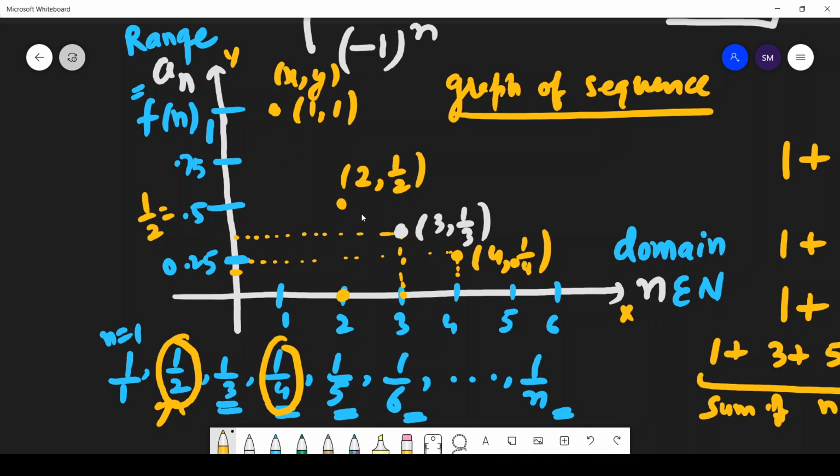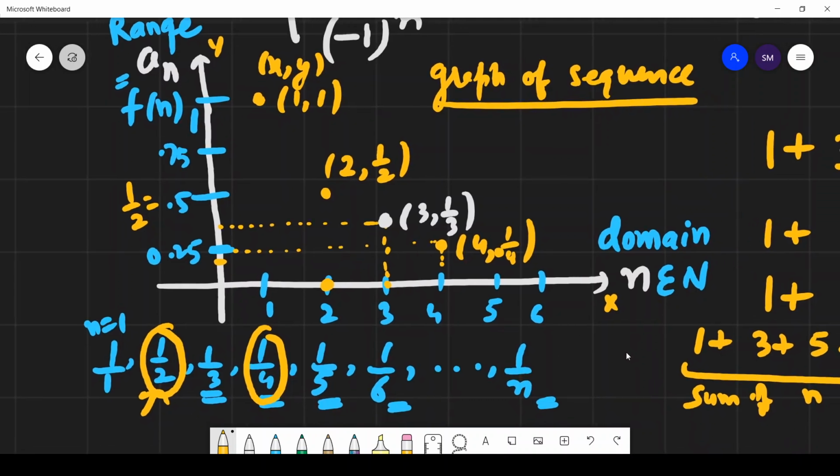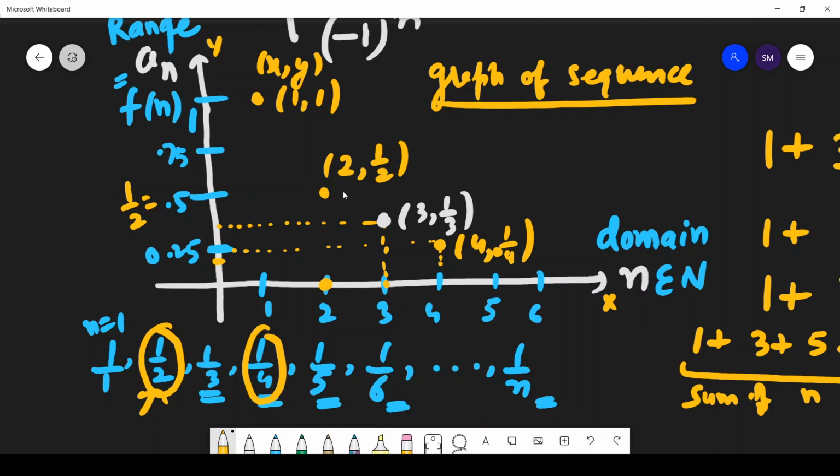So this is the graph. It has dots, and the terms are decreasing. You can see that as we are moving forward, the terms are decreasing. Okay, students? Have you seen this kind of graph in which there are only dots? Have you seen this kind of graph earlier also? No, sir. Okay.